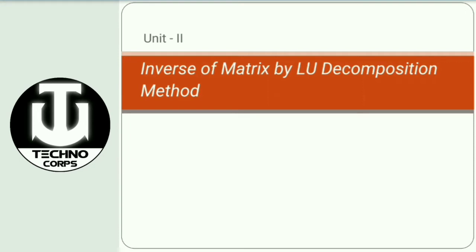Today's topic is the LU decomposition method. In the previous video we have seen the same method, but there we were solving the equations, finding the values of the variables, suppose x, y, z. Here we are going to take the inverse of a given matrix. Okay, so let's have a look at the method.